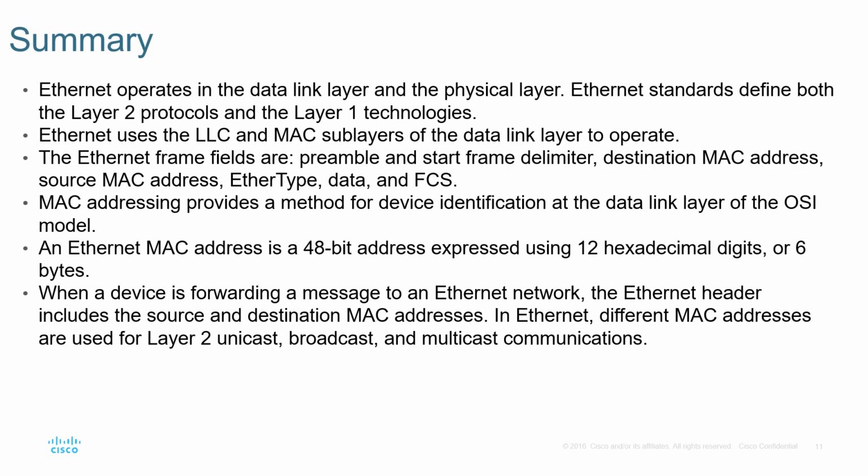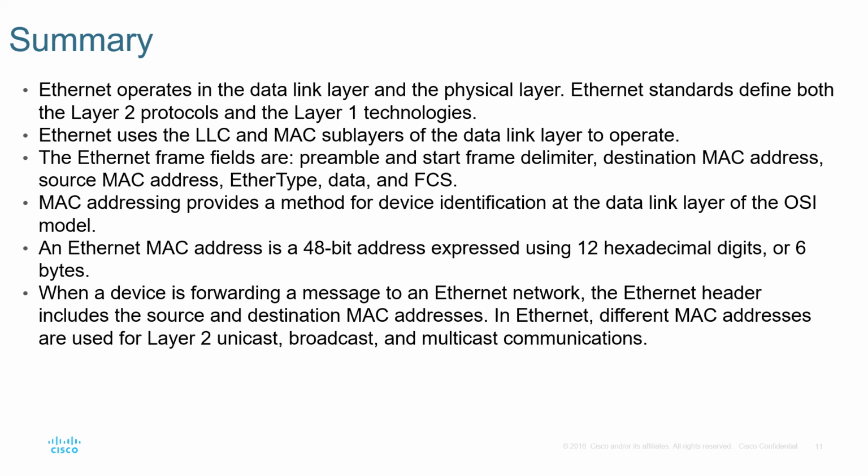As a summary for this chapter, Ethernet operates in the data link layer and physical layer. Ethernet standards define both the layer 2 protocols and the layer 1 technologies. Ethernet uses the LLC and MAC sublayers of the data link layer to operate. The Ethernet frame fields are preamble and start frame delimiter, destination MAC address, source MAC address, EtherType, data, and FCS. MAC address provides a method for device identification at the data link layer of the OSI model.